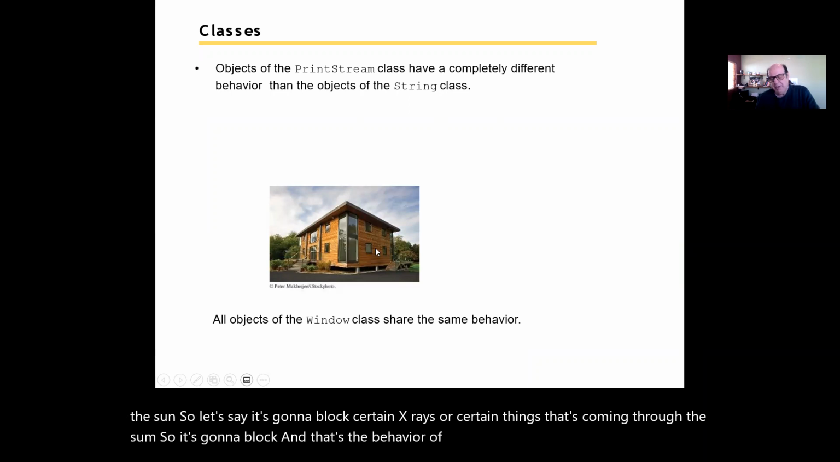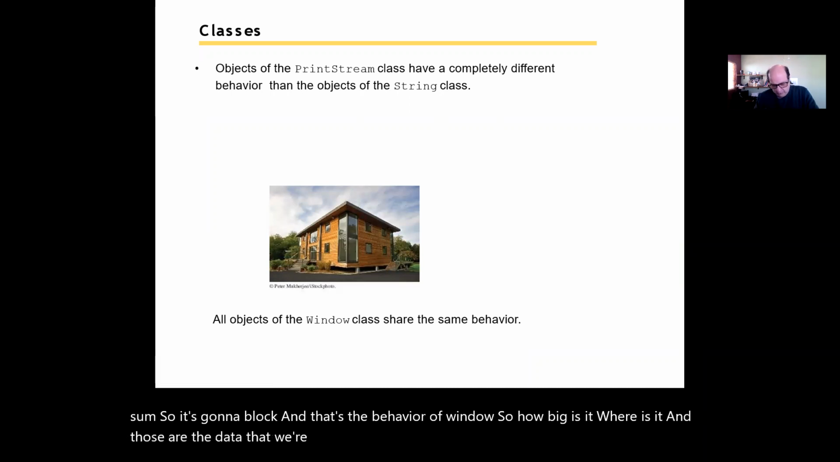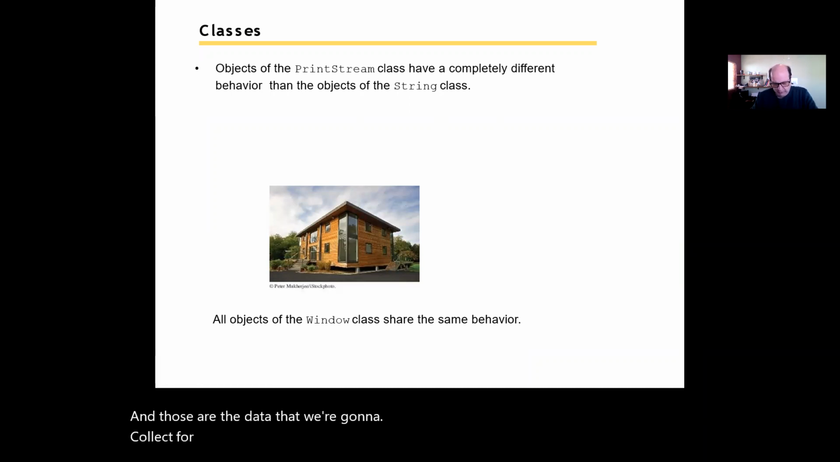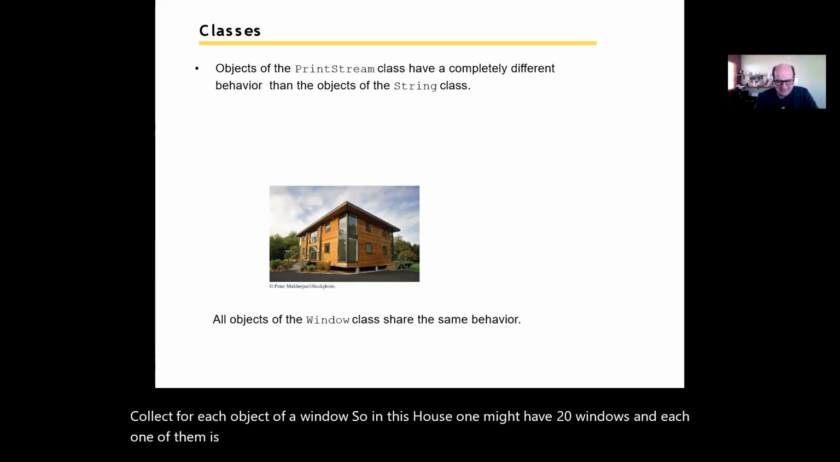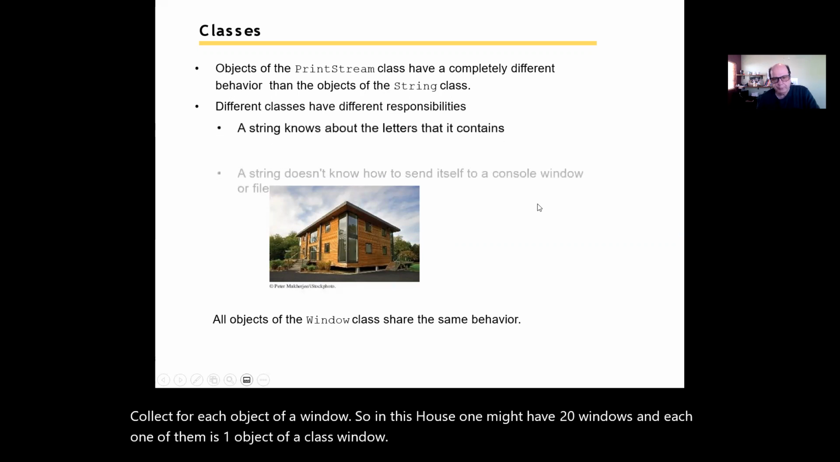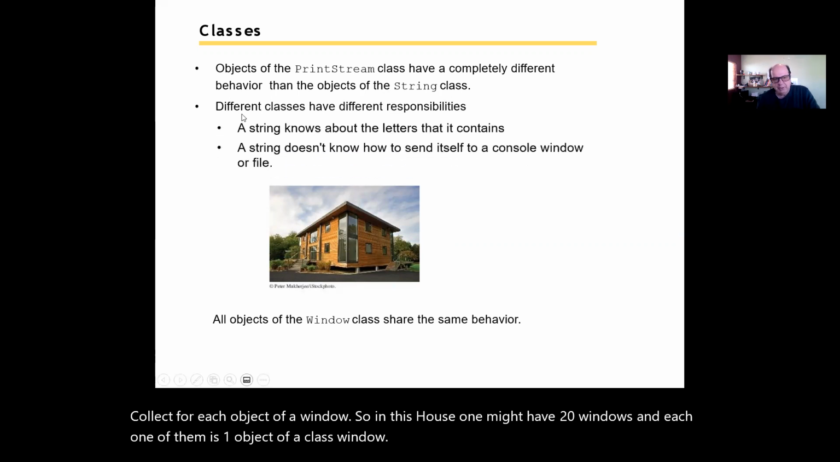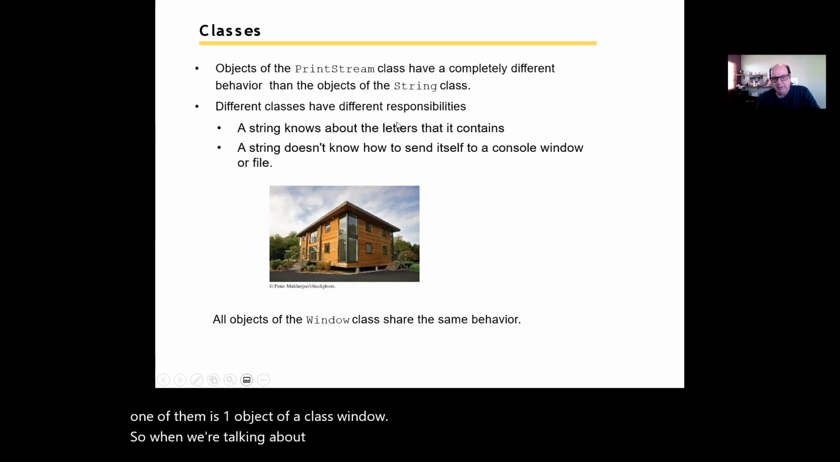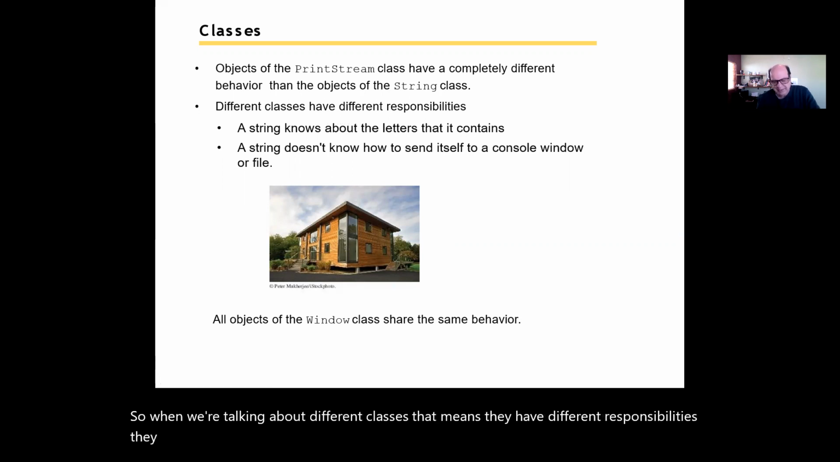So how big is it? Where is it? Those are the data that we're going to collect for each object of a window. In this house, one might have 20 windows, and each one of them is one object of the class window. When we're talking about different classes, that means they have different responsibilities. They are doing different things.